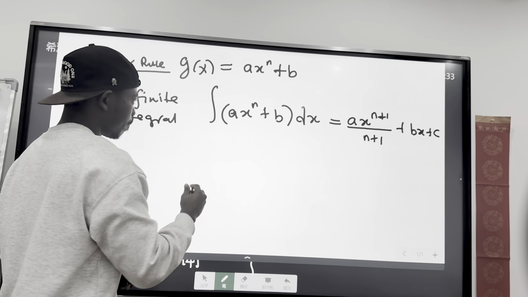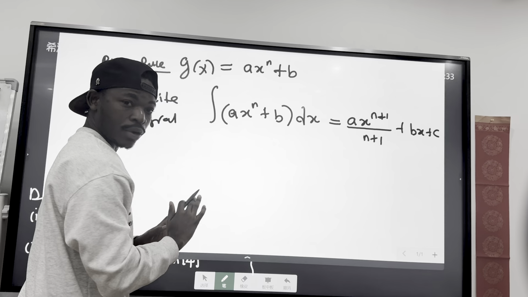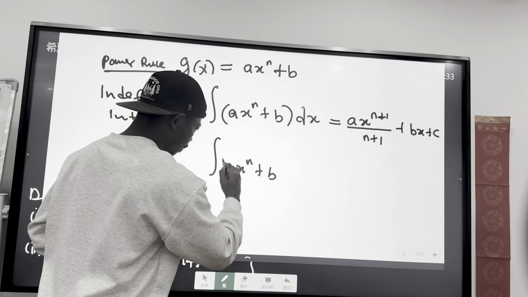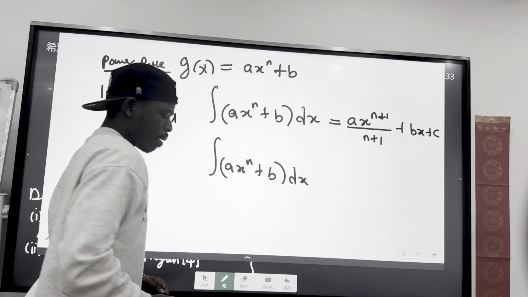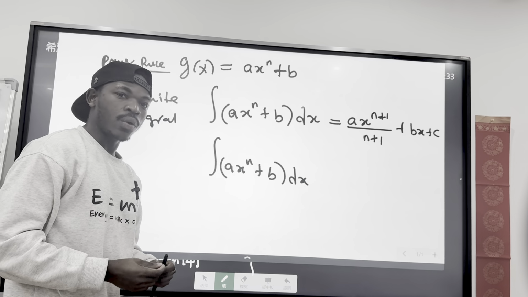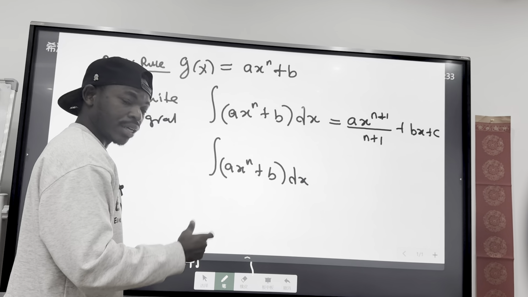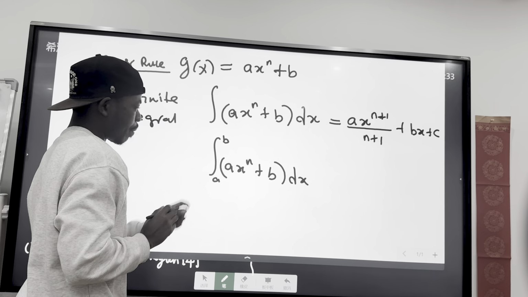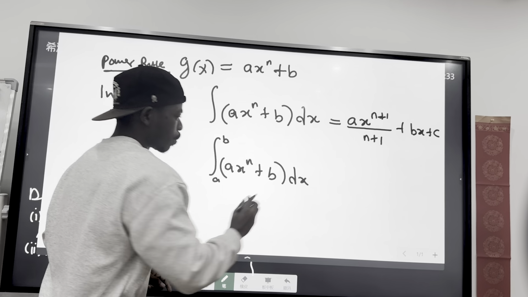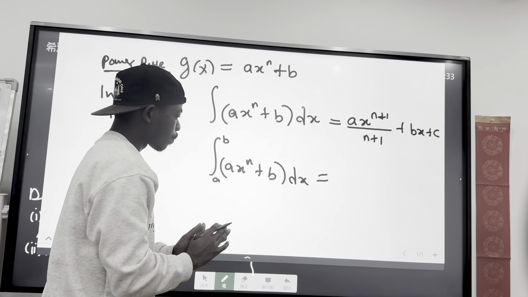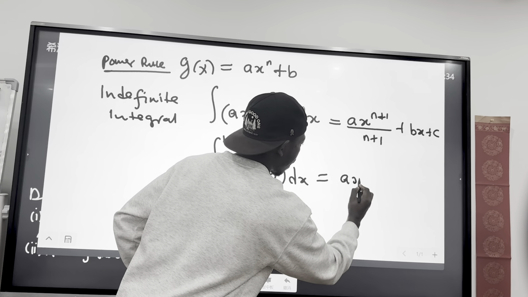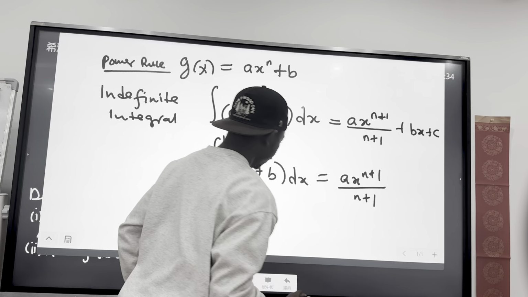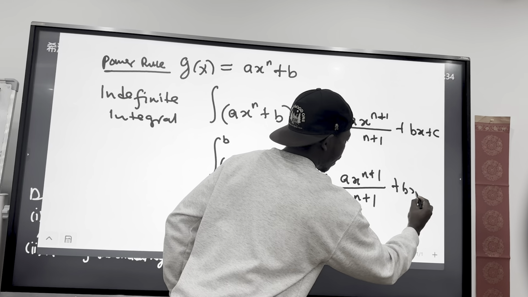But let's suppose we have the same one, the integral of ax^n plus b dx. But this time around, we now have what we call the limits. I'm integrating this, let's say, from a to b. I'll apply the same power rule. So this will still be ax^(n+1) divided by n plus 1, then plus bx, like that.